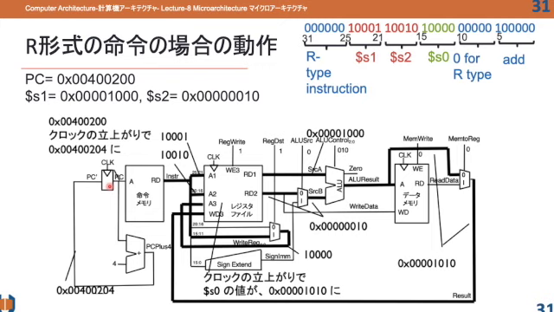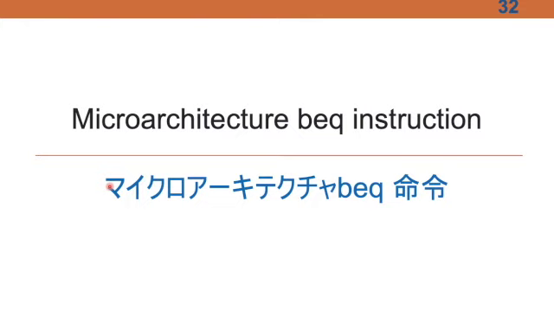This is the way that we can extend our data path for the R-type instruction. In the next video, we will discuss another microarchitecture, the branch instruction, and this is the end of this video. Thank you.